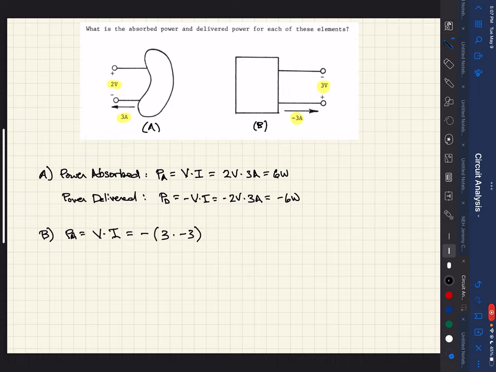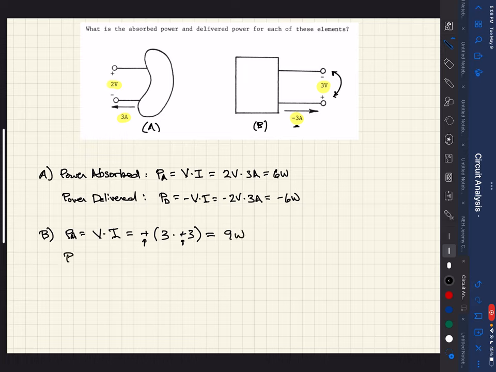because our current is negative here. We also see our voltage polarity has been swapped, so that's why we have 2 negatives there. One negative is for the polarity being swapped, the other negative is for the negative current. So when we multiply that out, 3 times 3, the negatives cancel out, so we get 9 watts.